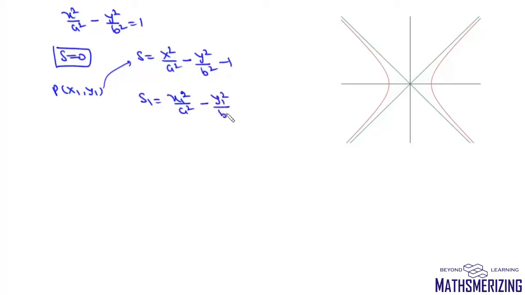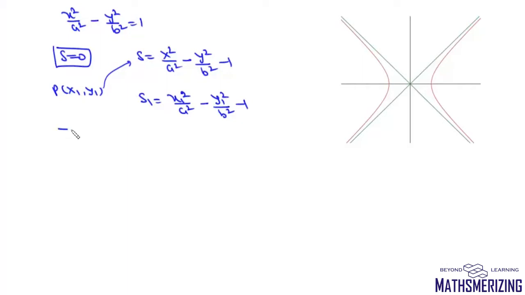So S in this case is x square upon a square minus y square upon b square and then minus 1. We are also given a point P. Now we'll put the value of x and y in S, we'll get S1. So S1 will be x1 square upon a square minus y1 square upon b square minus 1. Now this S1 will be some value. It may be positive, negative or 0.